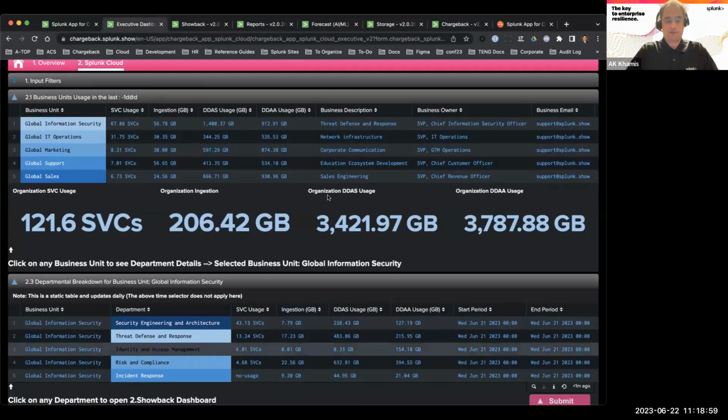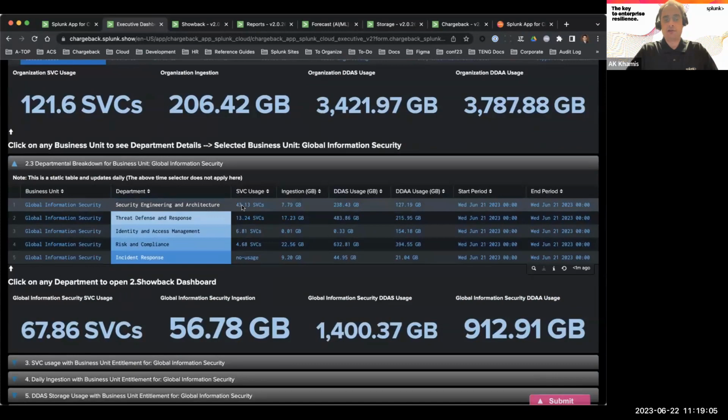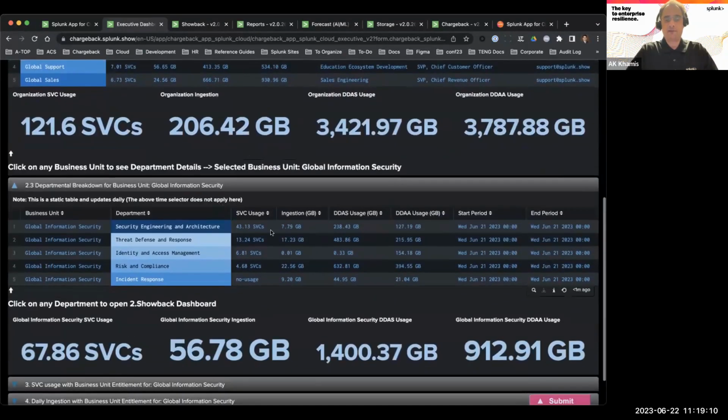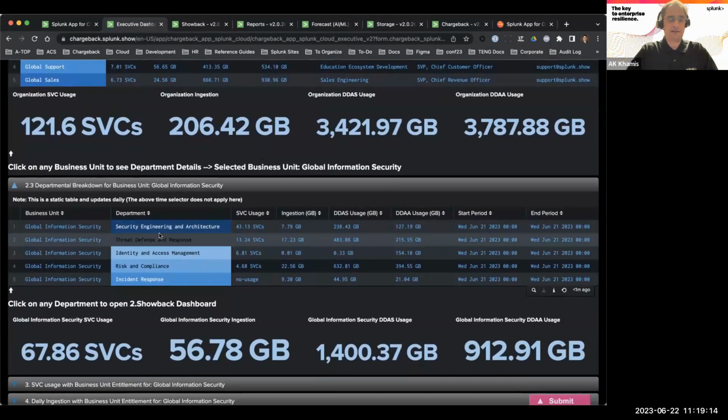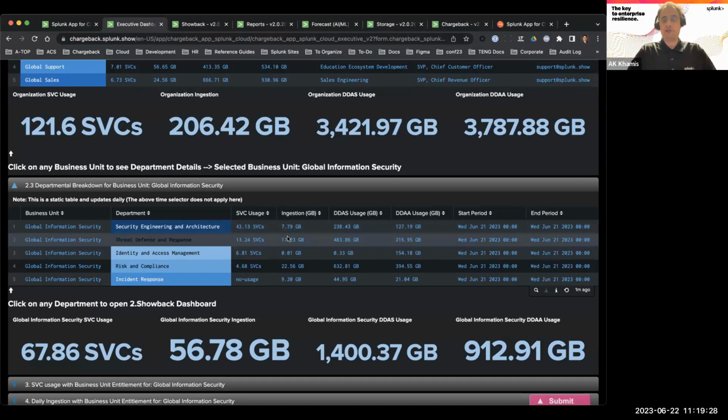There are several settings that would change what you see in the dashboard. They're kind of hidden, but you can customize it to your own specification. So if we click on information security, now we're seeing that security engineering architecture used 43 out of the 67 SVCs, and this is how much ingestion they had. They had less ingestion than threat defense and response, who used fewer SVCs but ingested more data. So that means these guys are probably heavy on the search. They don't ingest so much, but these guys do need more data, but maybe search it less, right?